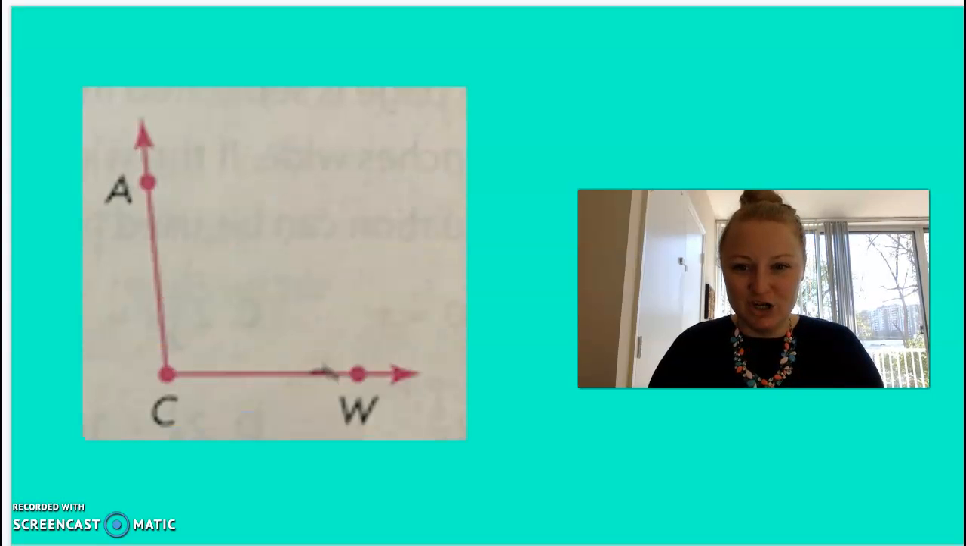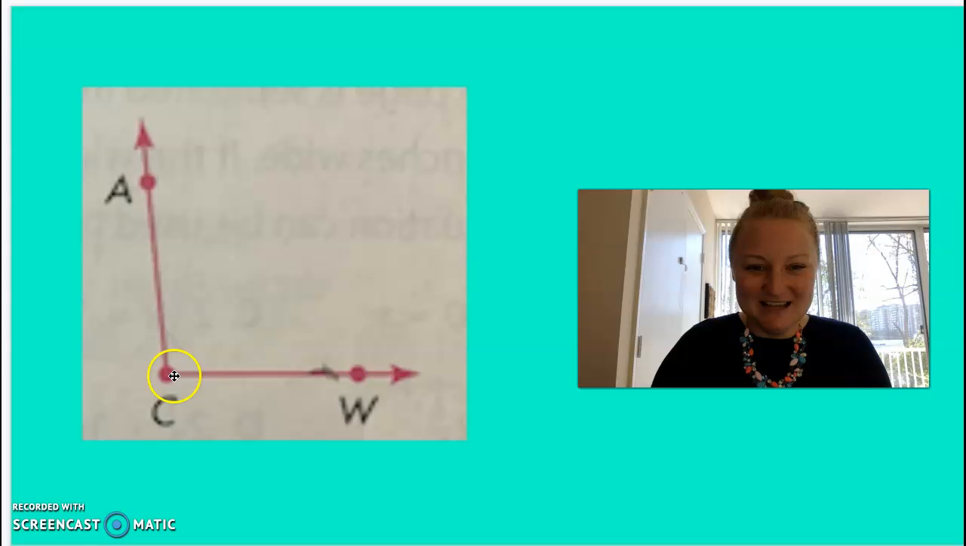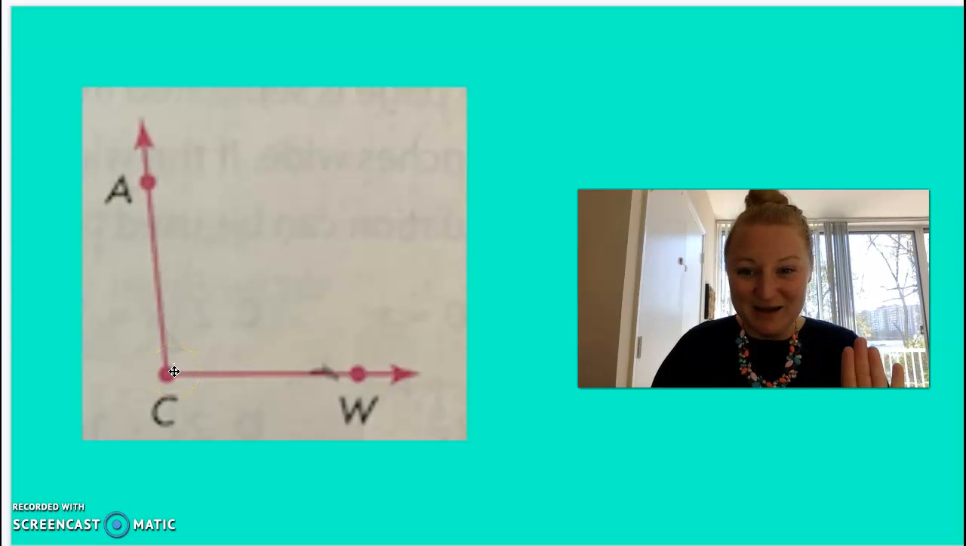All right, give this one a shot. You can just be thinking about it or you could jot it down. Angle ACW or angle WCA is just barely an obtuse angle. Because again, if it was a right angle, it would be a straight line up. Also, if you're not sure, you can always take a piece of paper and hold it up to the angle and see if it makes in the corner a perfect L.